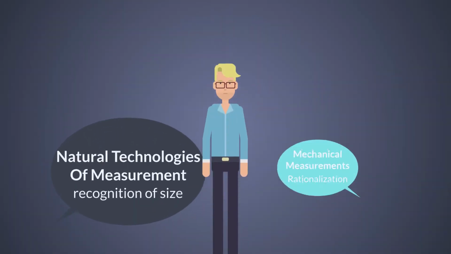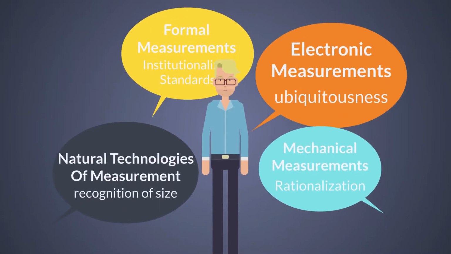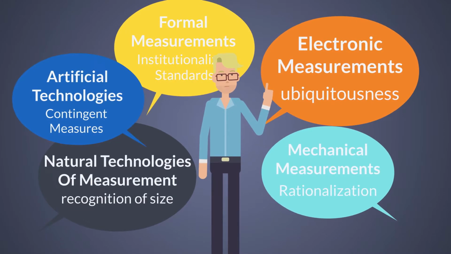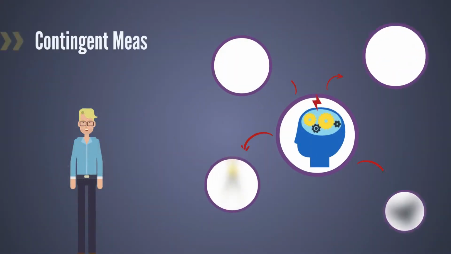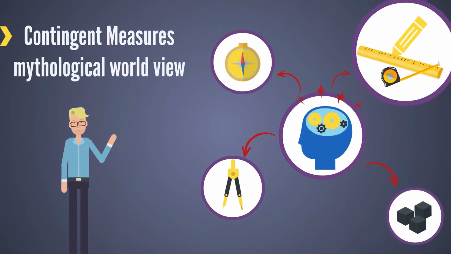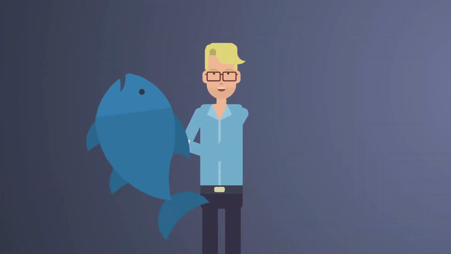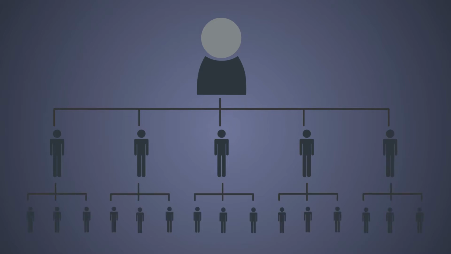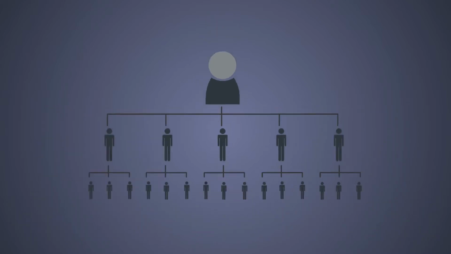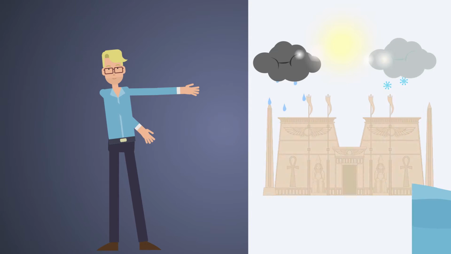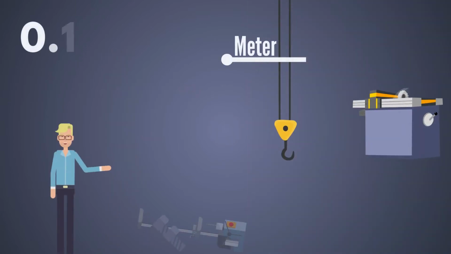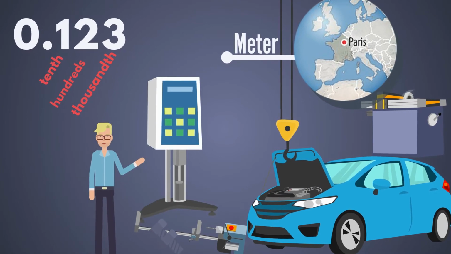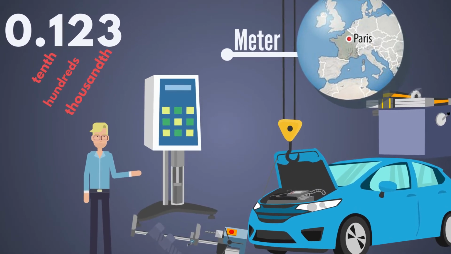The evolution of measurement technologies has reflected the change in the technological environment and reflects different relationships to reality. Contingent measures encourage a mythological worldview. The fish was this big, hold your arms out. A formal measurement system enforces institutional hierarchy and encourages a conceptual worldview. When a mechanical measurement is used, it reflects a mechanistic worldview more appropriate to machines than institutions or storytelling.